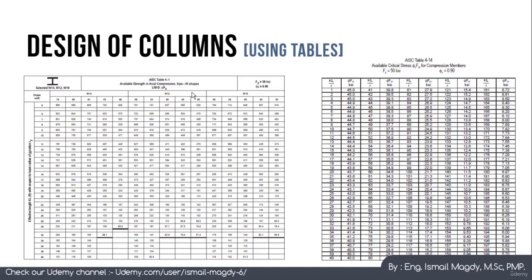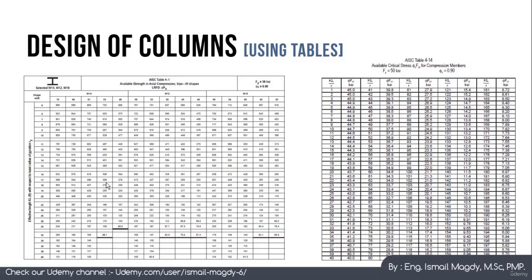Here in Table 4.1, this is an even more important table, which makes your life even easier. Here we have selected sections which are W14, W12, W10, and for each one we have different weights for the sections. So those are different sections, W14 for example 74, 68, 61, whatever. And also using the slenderness ratio of the section, here you get directly the phi Pn, which means it is just the Fcr multiplied by the gross area of the section.